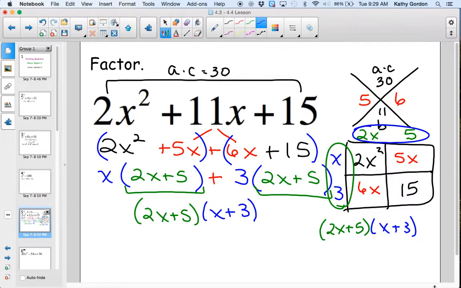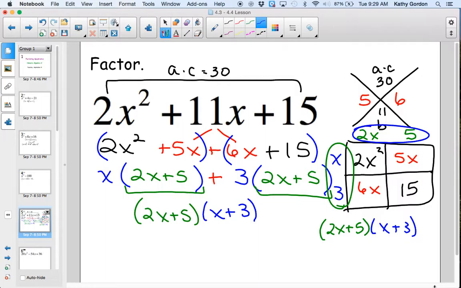So if this is the organization that helps you, use it. If this is the organization that makes sense, use it. If you're good at guess and check, use it. All I want is that you show me what you do. I'll take any one of those 3. I just want to see it. Okay? Questions? Just quickly. So any questions on this?